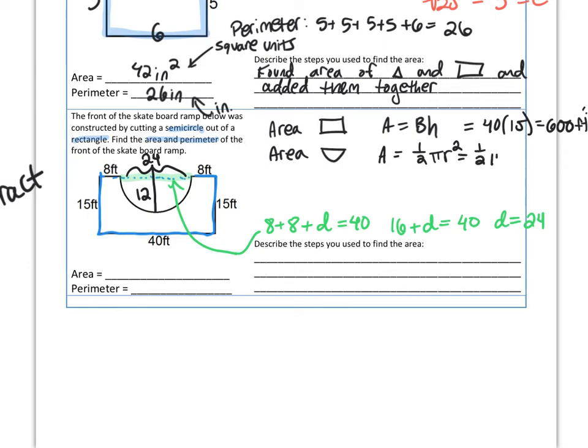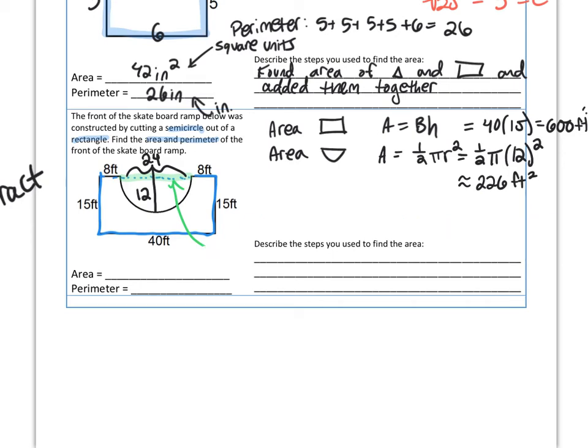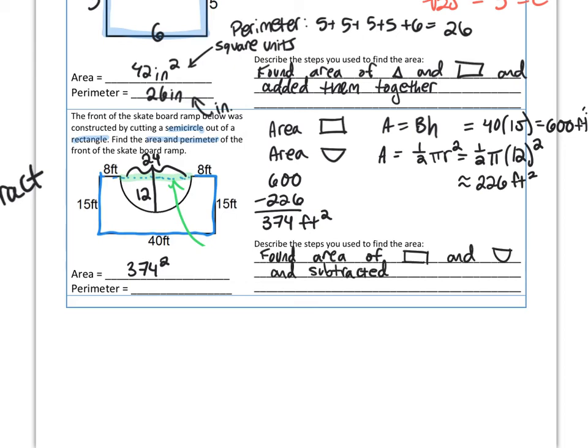It's going to be 1/2 pi times 12 squared. And that comes out to around 226 square feet. This time, to find the area of the composite shape, I want to subtract a semicircle from the rectangle since it's a piece that I cut out. And that gives me 374 square feet. So if I'm going to explain my process here, I found the area of my rectangle and then the area of my semicircle, and then I subtracted.